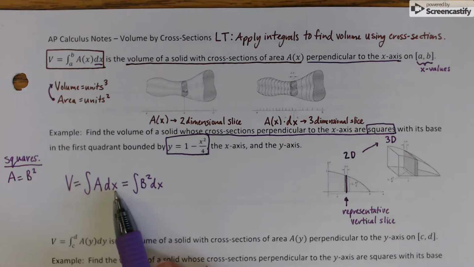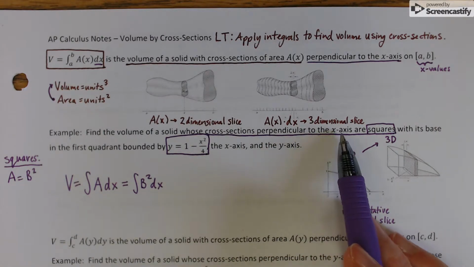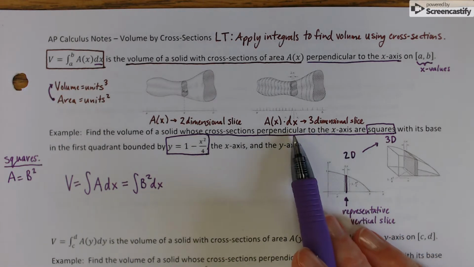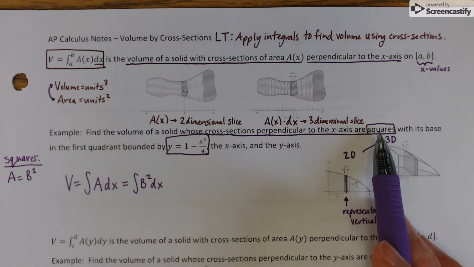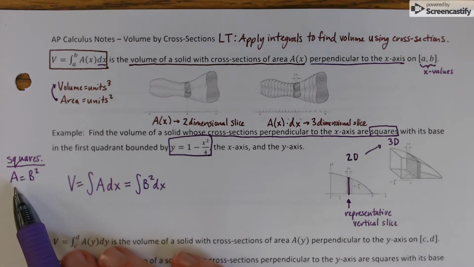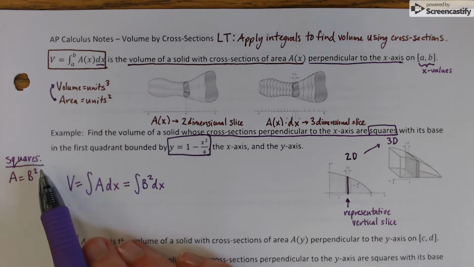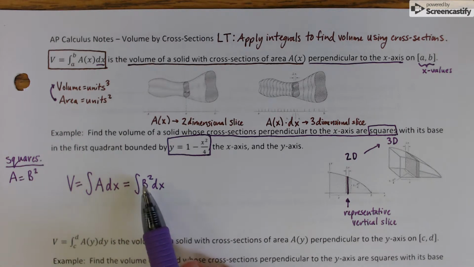I do have dx because in the problem, and it will always tell you which axis you're perpendicular to, it is the x-axis. And I also know that the geometric shape of each cross-section is a square. So mentally, I'm thinking about the area of a square, and that is base squared. So my next thought is, well, I need to integrate b squared of these cross-section squares, dx.